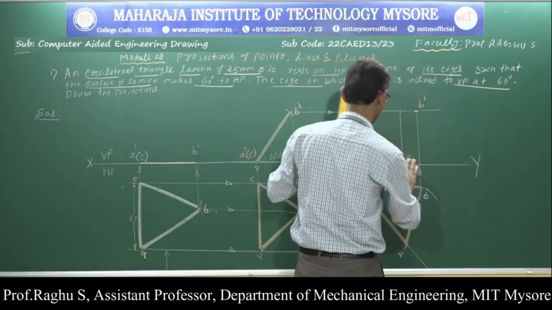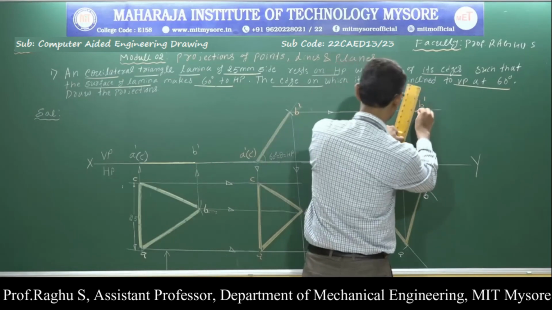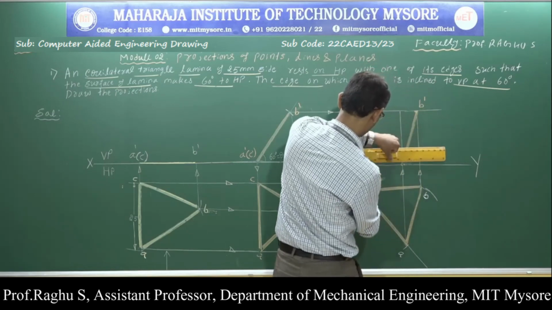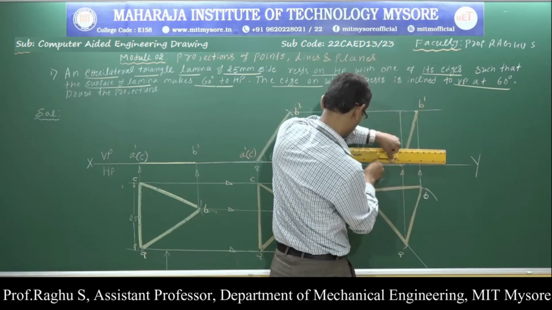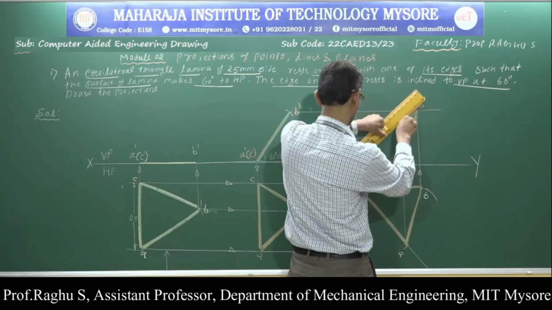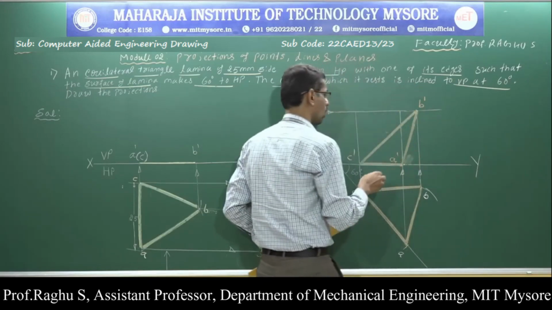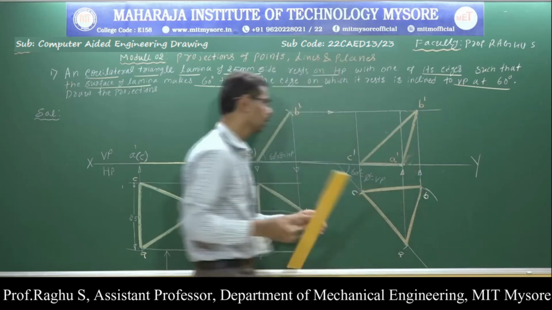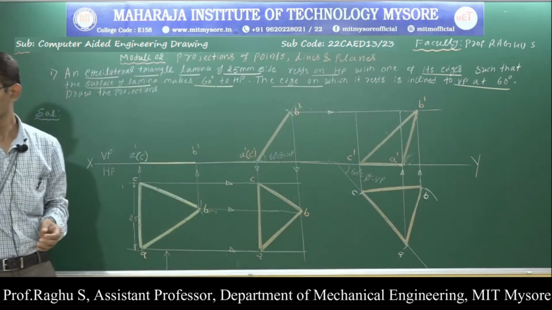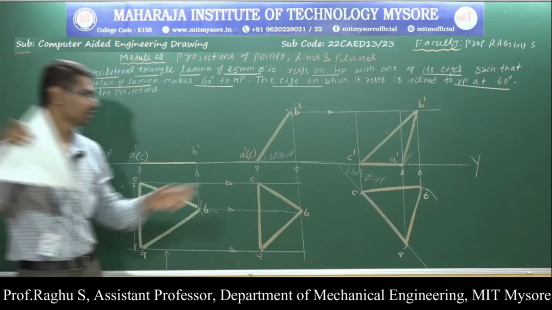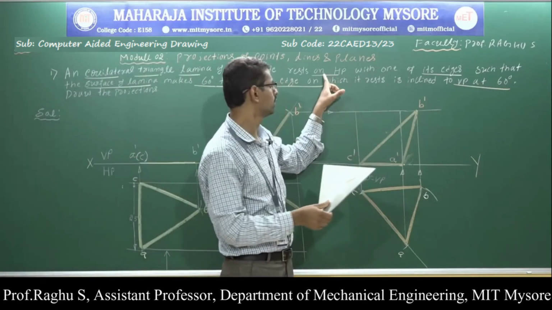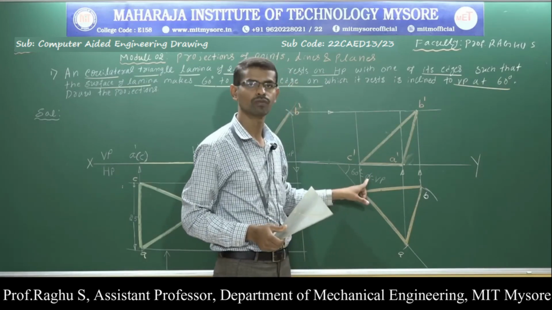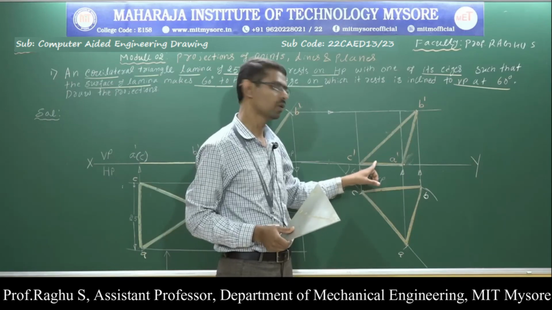Connect A dash to B dash using dark lines. Connect A to C and connect B to C. So this is the final position of the triangular lamina. This is the actual position when the lamina is inclined 60 degrees with respect to HP and the side on which it rests is inclined 60 degrees with respect to VP. So you can verify the problem also.